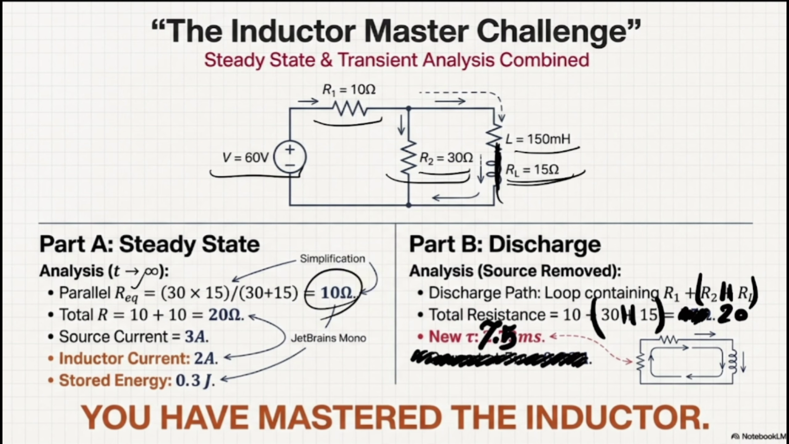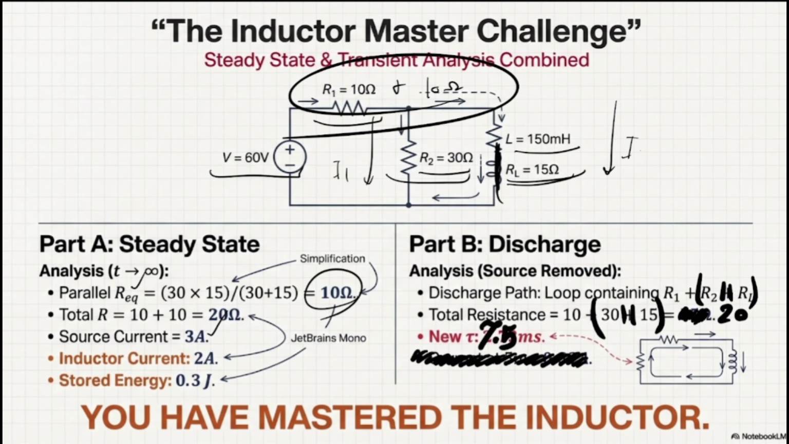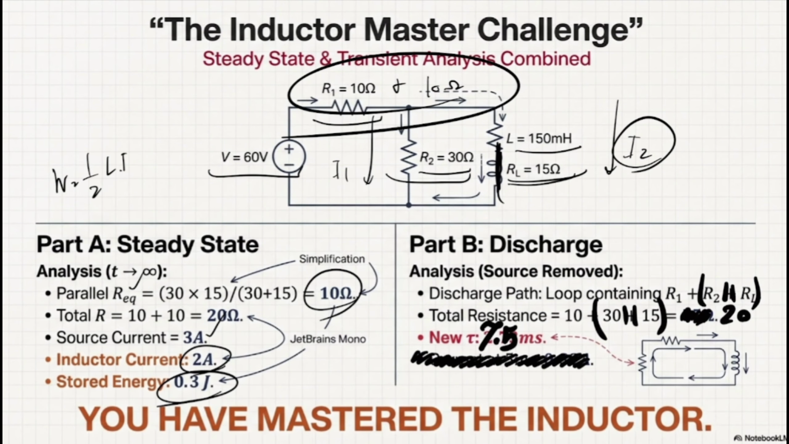Then we have the total R. The 10 ohm plus 10 ohm gives us 20 ohm. So the source current would be 3 amp. By using the formula that we know for finding each branch current, I1 and I2, I can find the amount of current that goes through I2 itself. So the inductor current would be 2 amp, and I can find the amount of stored energy. As you remember, W would be half L i squared.